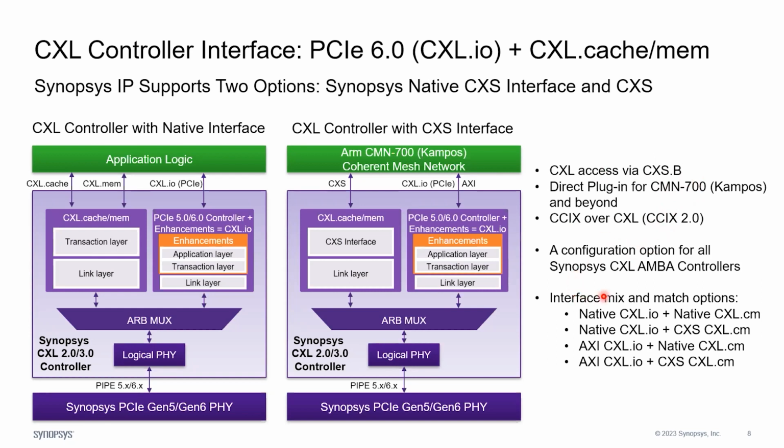And it allows you to mix and match too. So you don't have to use just the options I'm showing here. You can take the native CXL, which is what we're showing on the left. You can take the native CXL.io, which is the PCI Express, together with the CXS, which is not an option I'm showing here. Or you can do kind of the opposite and take the AXI with the native, or you can take what I'm showing on the right-hand side. So there's four different possibilities. These are all configurable by you when you're building the IP.